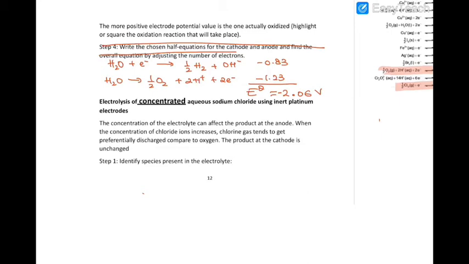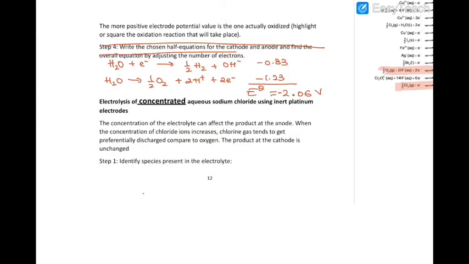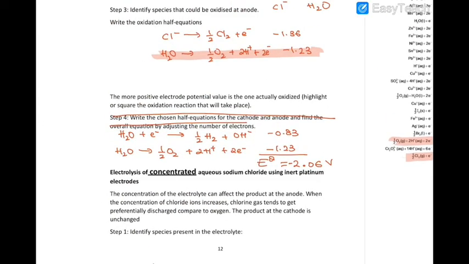Now let's see concentrated sodium chloride. It's going to be exactly the same equations, but here instead of dilute sodium chloride, we'll have concentrated sodium chloride. Whenever you have concentrated sodium chloride, the Cl minus is in higher concentration. Because of the higher concentration, Cl minus is going to get discharged in preference to H2O.